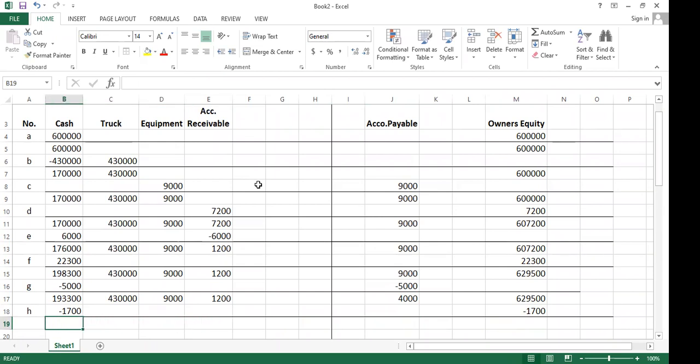Balance is 191,300, sorry, 600, no, 600, and truck balance does not change, 430,000, and equipment is 9,000. Accounts receivable is 1,200. Accounts payable is 4,000. Owner's equity changes to 627,800.